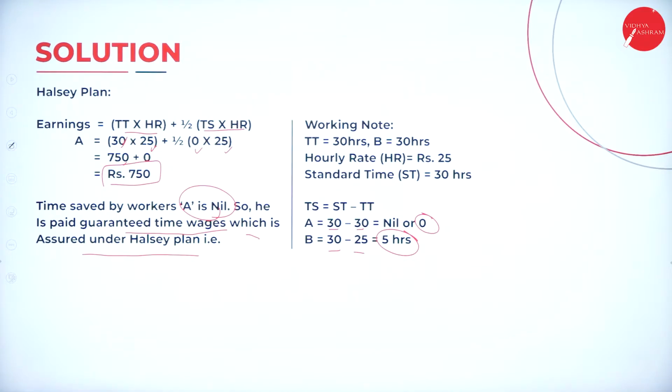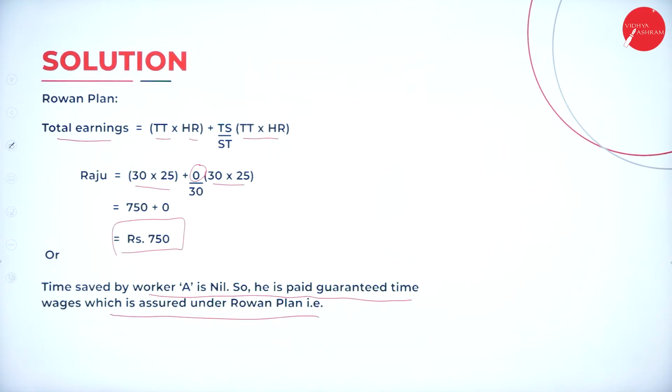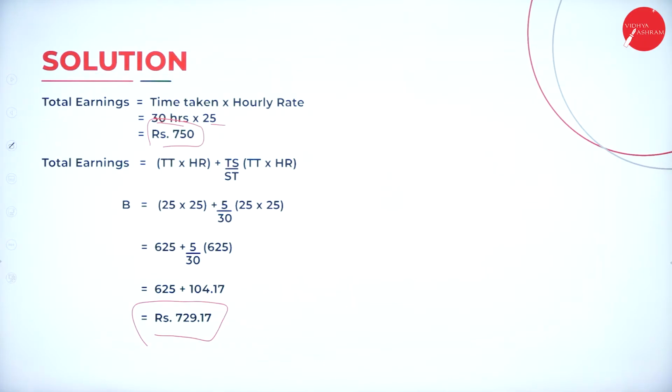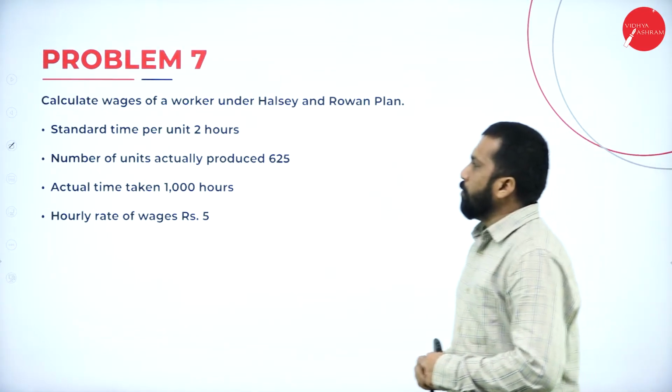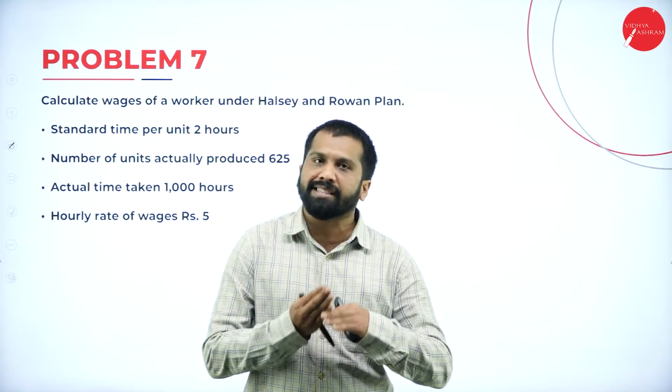There is a solution for the Halsey plan. There is a solution for the Rowan plan. Now we are into problem number 7. As I told you, we'll go with extra adjustment.